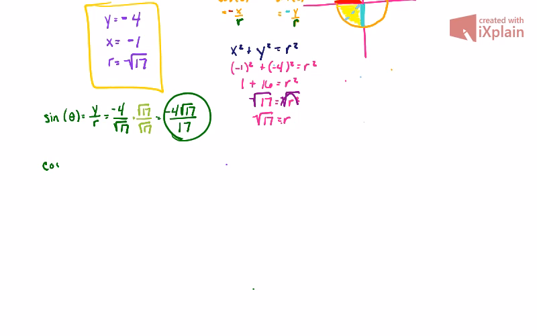Let's move on to cosine of theta. This has a ratio of x over r, which is equivalent to negative 1 over root 17. Lo and behold, we need to do another rationalizing of the denominator. So I'm going to multiply both the numerator and the denominator by root 17. This becomes negative root 17 over 17.